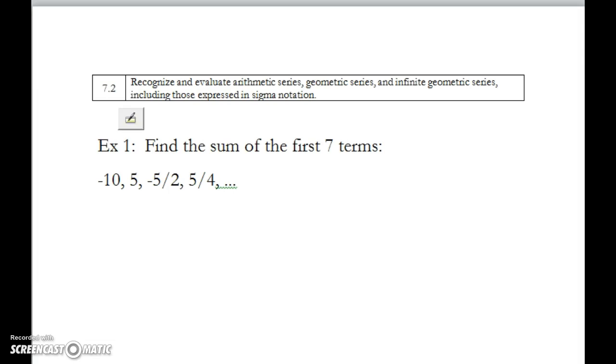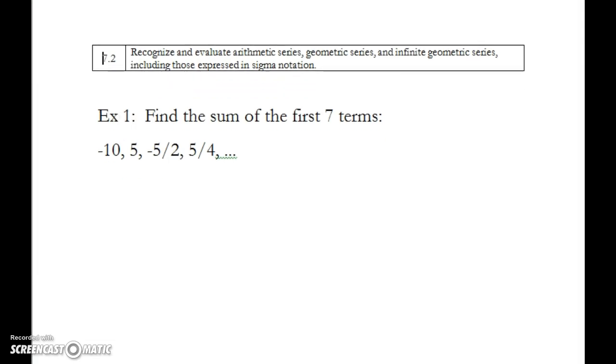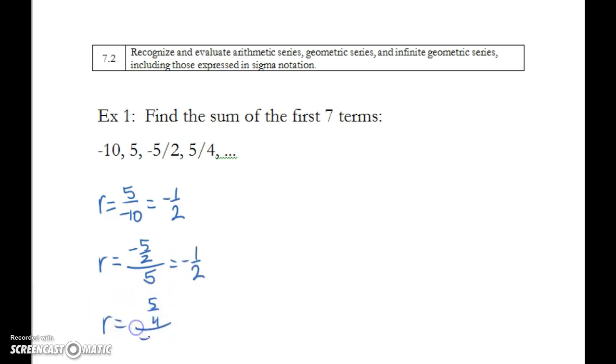So our first example says find the sum of the first 7 terms. And if we look at our sequence here, we can see that it is geometric. The way that we can tell is that we can identify a common ratio. To find our common ratio, you pick any term in your sequence and divide by the term in front of it. In this case, we get negative 1/2. If we did that with a different pair of terms, like negative 5/2 divided by 5, we also get negative 1/2. Or if we take 5/4 divided by negative 5/2, you also get negative 1/2.